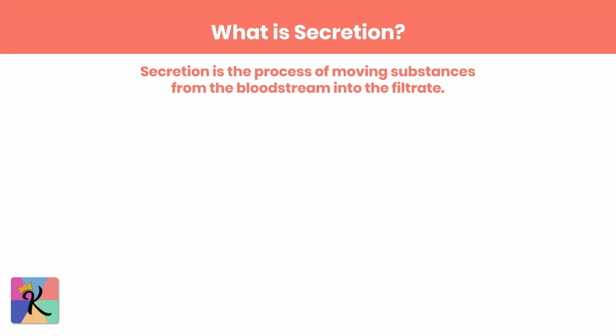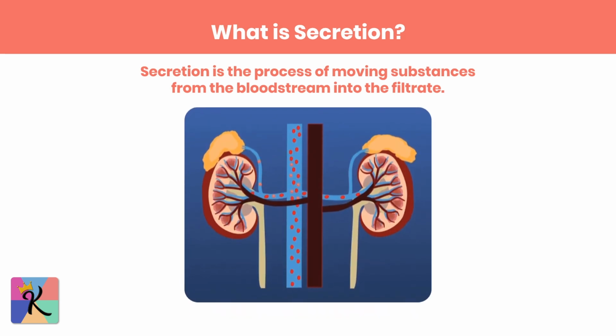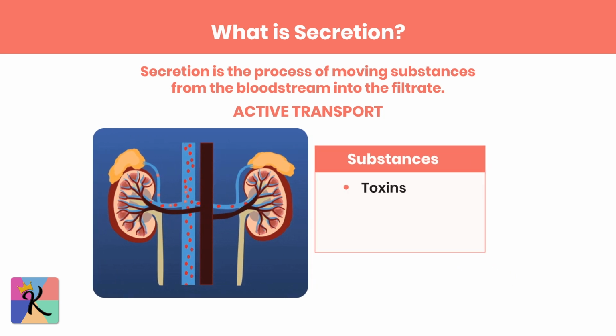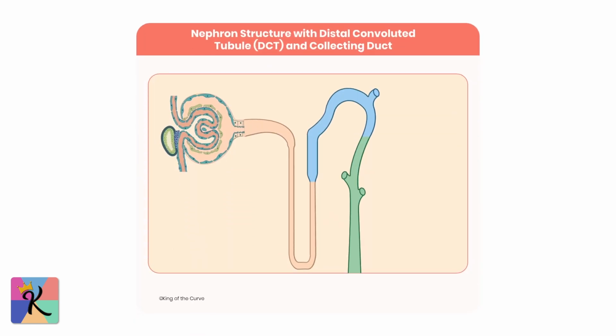Secretion is the process of moving substances from the bloodstream into the filtrate. Think of it as a backup system to ensure that anything missed during filtration gets removed from the blood. This often involves active transport, where substances like toxins, drugs, and excess ions are transported into the nephron for excretion. Unlike reabsorption, which occurs throughout the nephron, most secretion happens in the distal convoluted tubule and the collecting duct. This is also the primary way many drugs and toxins are deposited into the urine.